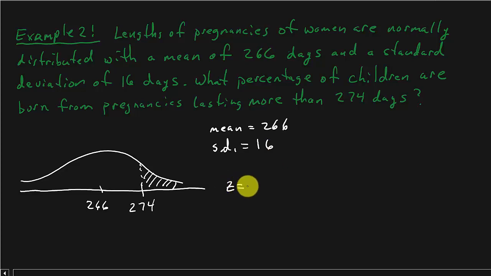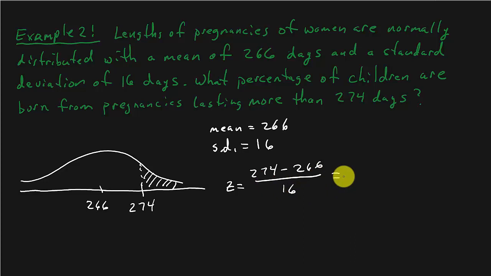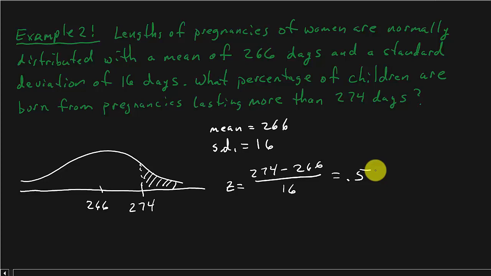So our z-score is going to be the data item, which is the 274, minus the mean over the standard deviation. Like I said, you just got to convert it. So that comes out to be 0.5. And so remember, in the standard normal curve, the mean is 0 and our z-score is 0.5. So that's what we're going to look up for the 274.